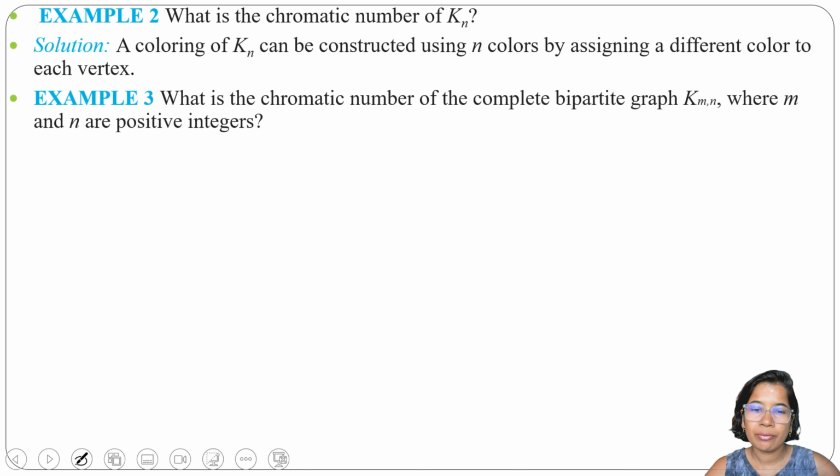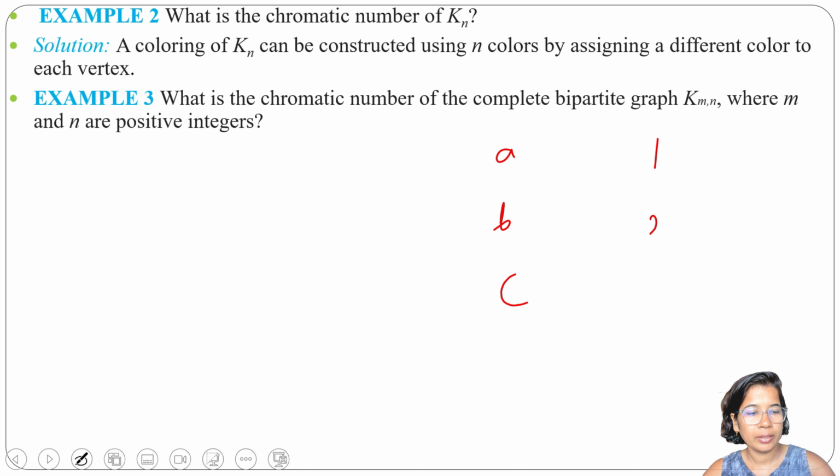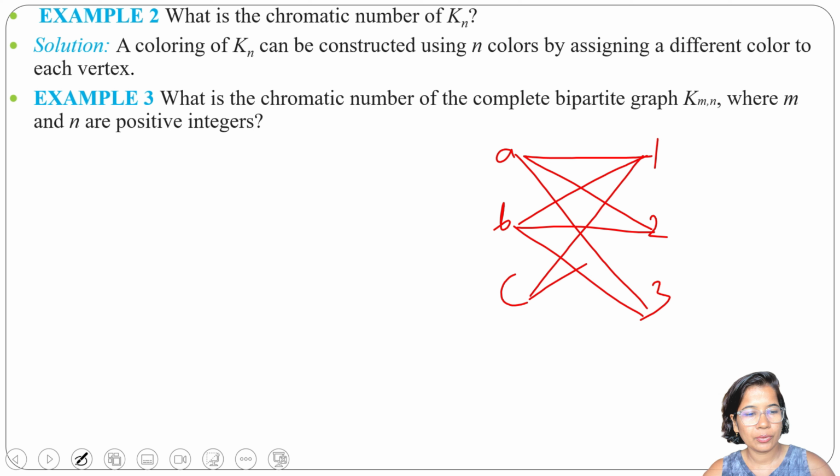Next, example 3. What is the chromatic number of the complete bipartite graph Kmn, where m and n are positive integers? I already discussed bipartite graphs. Let us have A, B, C and here 1, 2, 3. So A is adjacent to all of 1, 2, 3. B is adjacent to all of 1, 2, 3. C is adjacent to all of 1, 2, 3. This is a complete bipartite graph. M and N can be different. Here on both sides I took 3 vertices. There can be 3 and 2, there can be 4 and 5. It can be different, it can be the same.